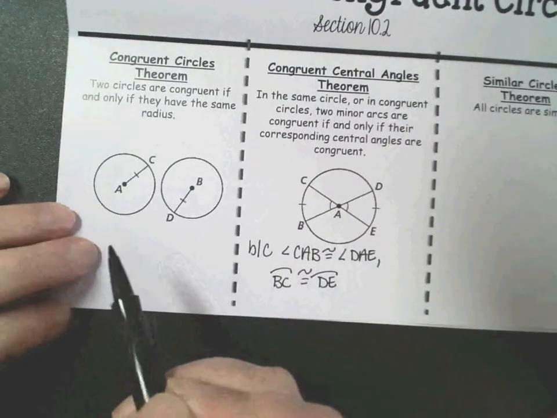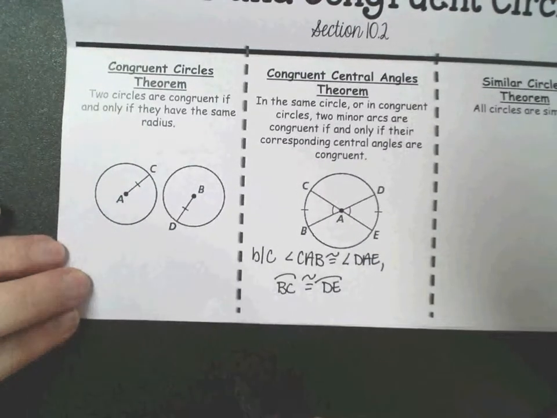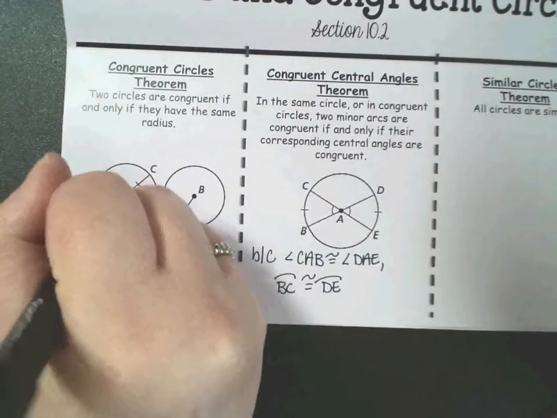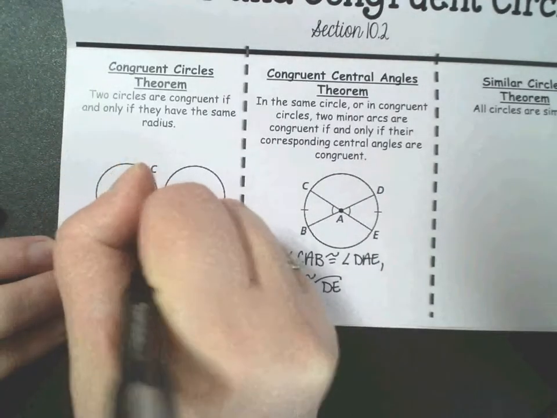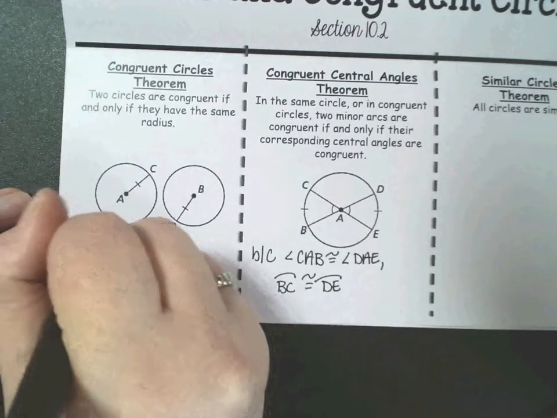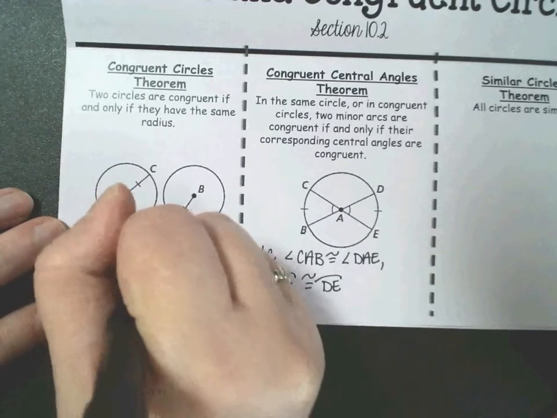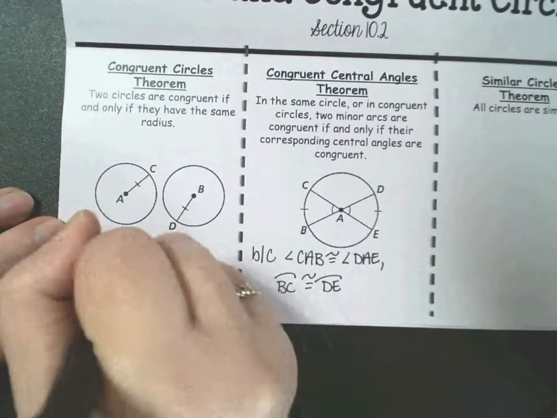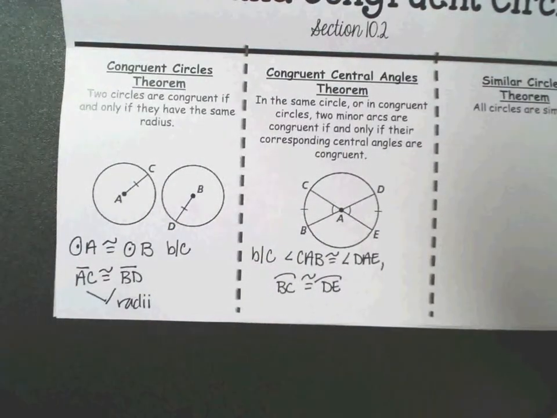So going back over here real quick to the congruent circles theorem, we can say that circle A is congruent to circle B because segment AC is congruent to segment BD, and those are both a radius, or radii.